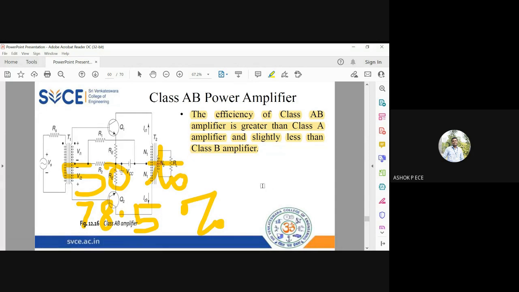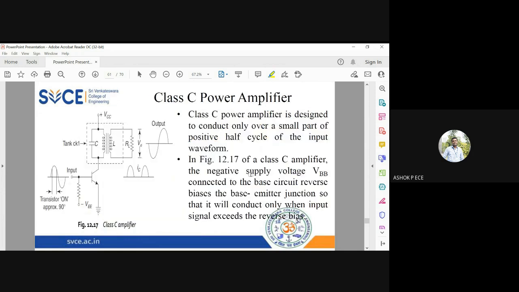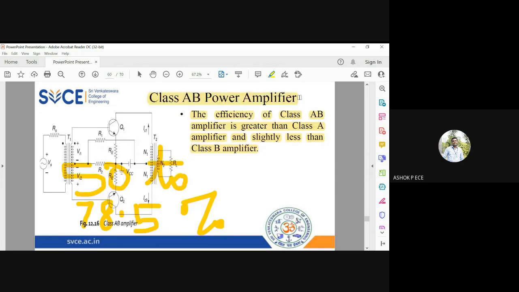You cannot exactly specify the number because it depends on what value you take for R1, R2 and RE. It will be varying between 50 and 78.5. Only if you fix the values for R1, R2 and RE, we can clearly say what is the efficiency of class AB power amplifier. Otherwise, we can only mention the range of efficiency of class AB. And also for class AB power amplifier, there is no derivation for the efficiency because it is just operating between class A and class B.